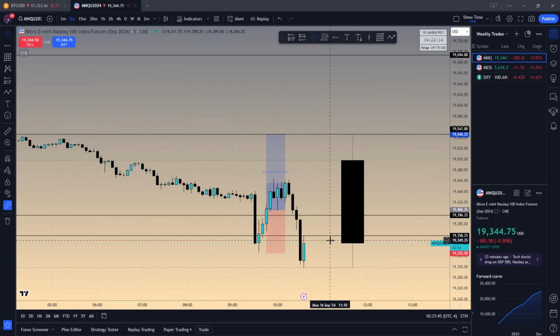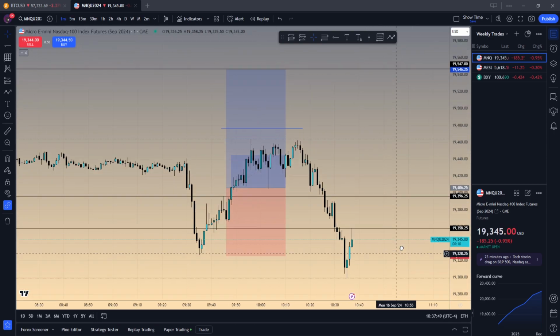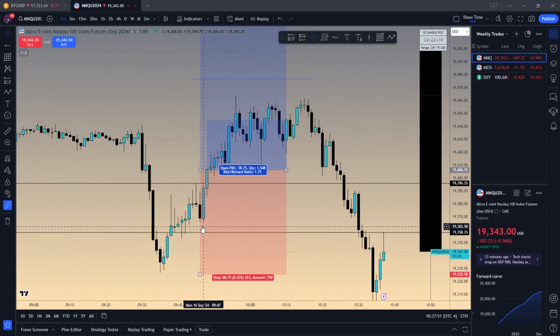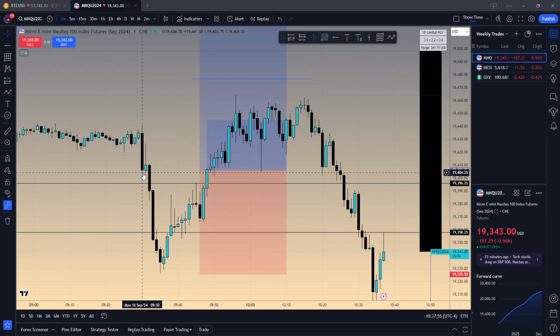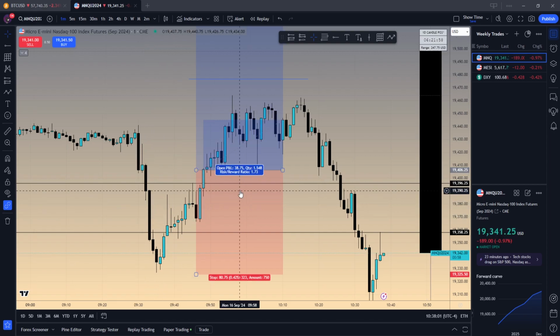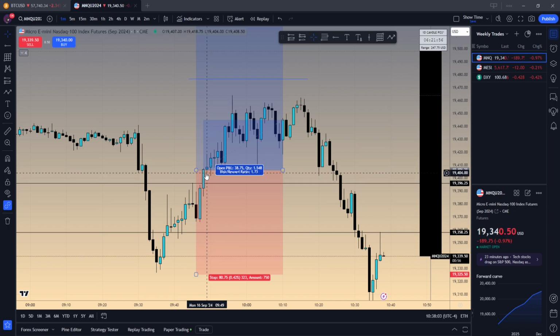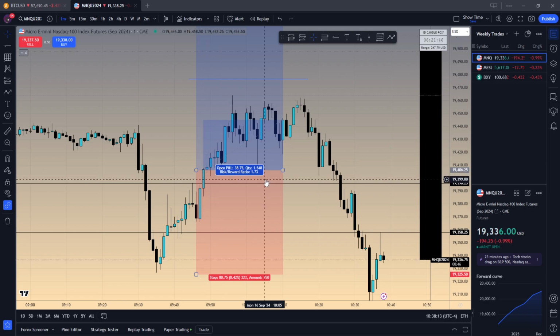I'll show you my entry, okay? So my entry was here. I got in, we broke structure, and we were distributing higher, and we were disrespecting these inverse fair value, or these fair value gaps, and making them inverse fair value gaps. So I got in off of an entry into this daily fair value, this 1 minute fair value gap, and this inversion fair value gap here. Okay, that's when I got in.